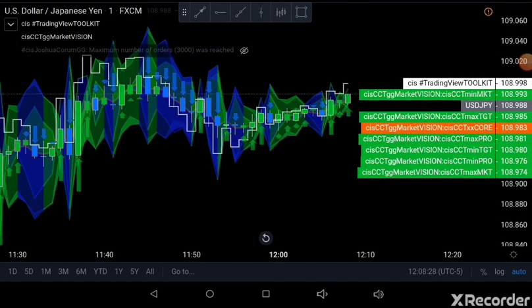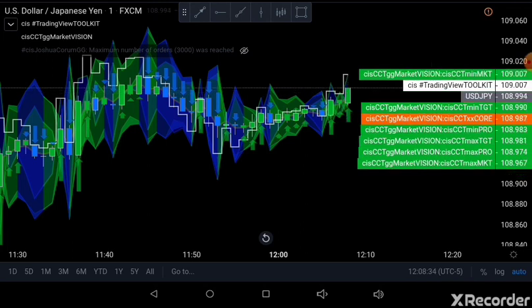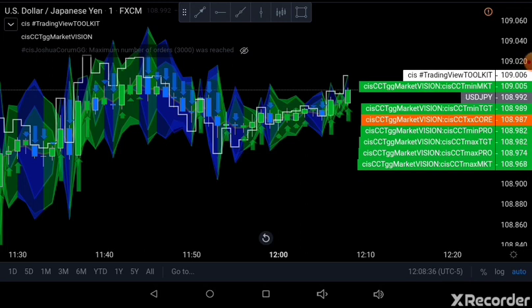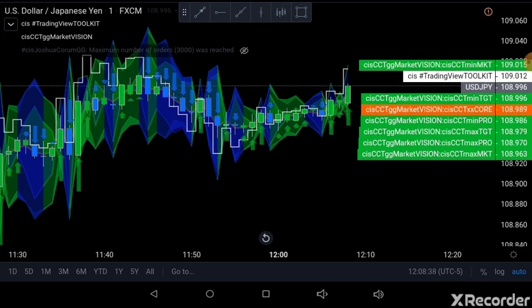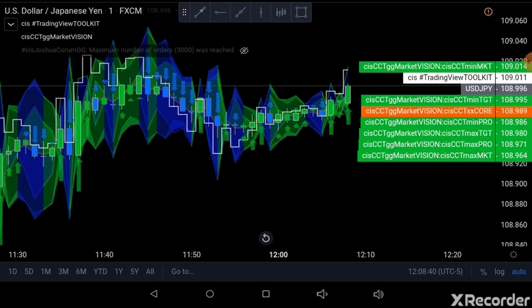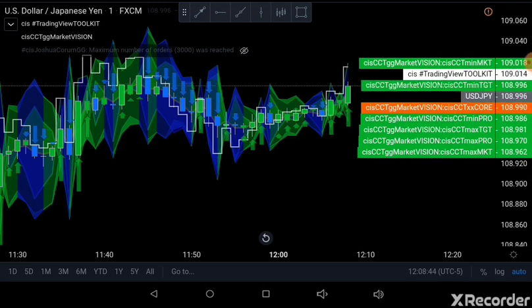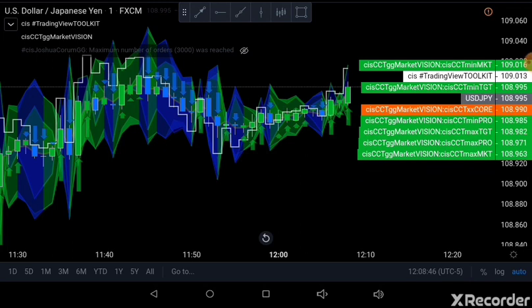Hey, I'm JC with CIS Trading and the TradingView Toolkit, introducing the all-new CIS CCT GG Market Vision 2020 indicator for active trading on the trading ladder for the TradingView.com chart package.